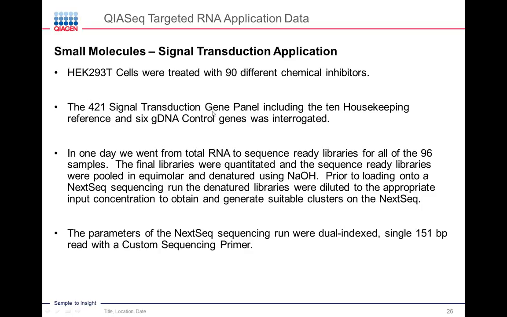So we used all of these different assays to basically ask the question, what happens from a gene expression profiling perspective when we treat these cells with these 90 different chemical inhibitors? What kinds of genes get upregulated? What kinds of genes get downregulated after inhibiting these specific pathways?